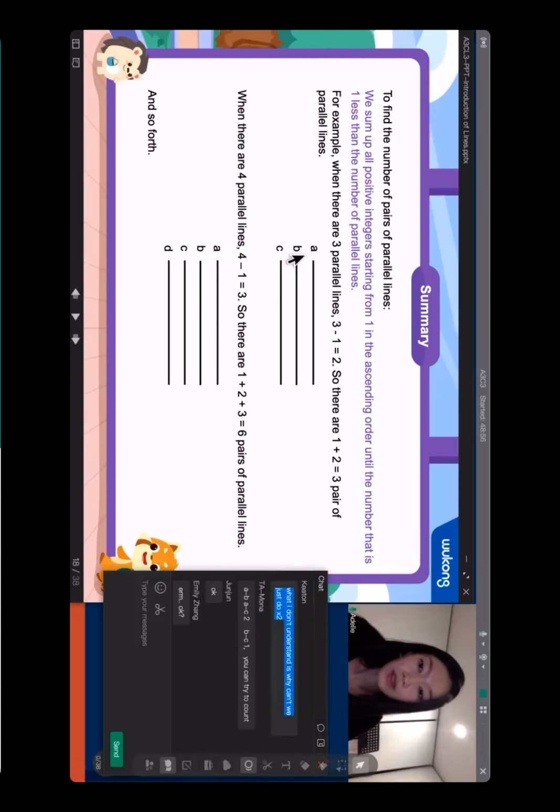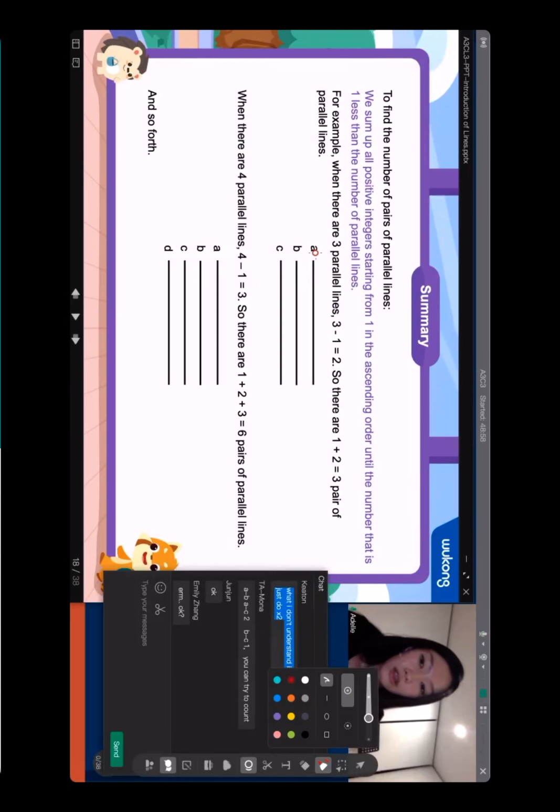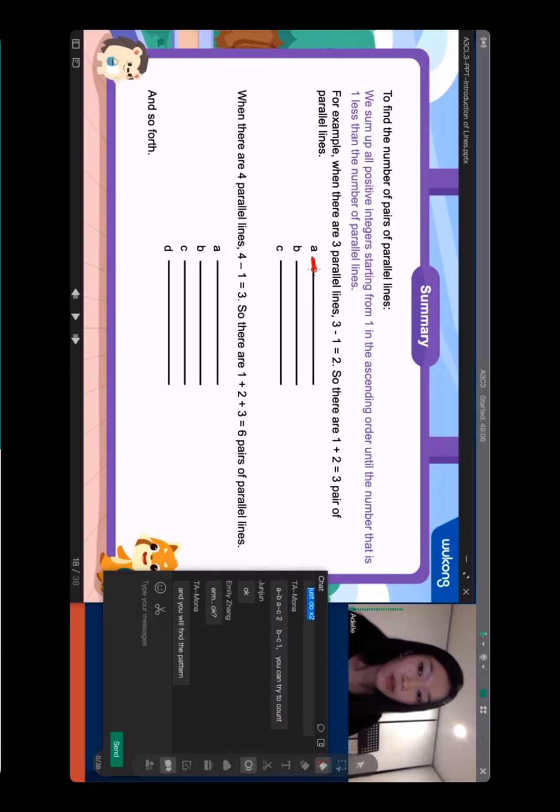So if we go back to here, you can count it. You can name your lines A, B, C, D, and just go in alphabetic order. And we can look at, so what's parallel to line A? AB could form a parallel pair, or AC could form a parallel pair, okay? And then if we look at B, we could have BC, which forms a parallel pair.